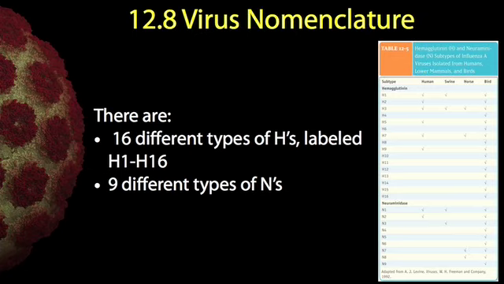The virus itself is named based on the type of hemagglutinin and neuraminidase molecule it has. So, for example, bird flu is an H5N1. It has hemagglutinin subtype 5, neuraminidase subtype 1. So when you hear an H1N1 or an H3N2, it's referring to the subtype of hemagglutinin and neuraminidase that make up that particular virus particle.